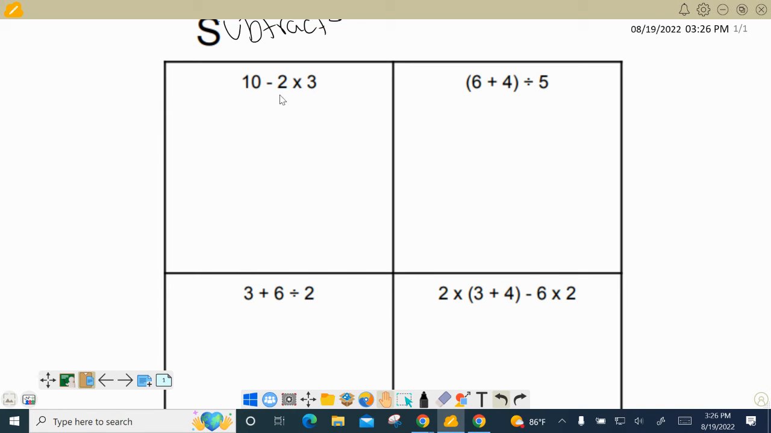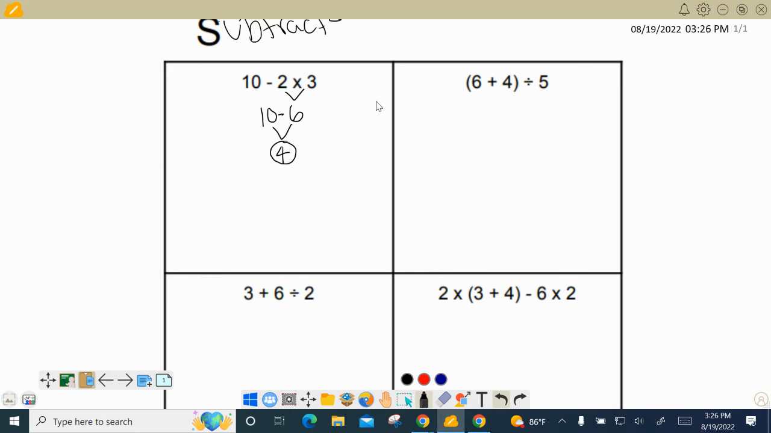There is multiplication. So we're going to say 2 times 3 is 6, and then bring everything else down. Bring the 10 and the subtraction sign down. Then all I've got left is subtraction. So I'm going to say 10 minus 6 is 4. And my answer is 4.